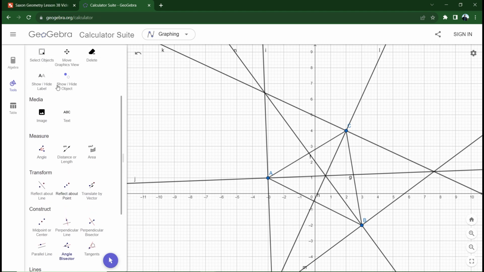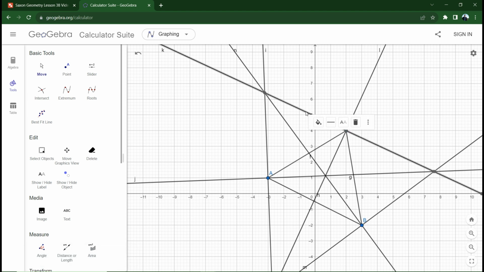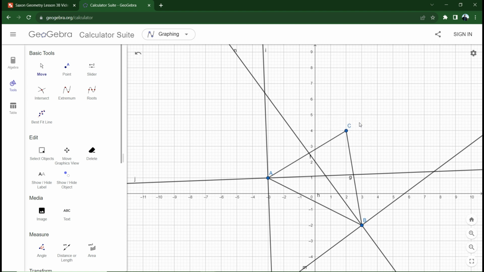This is too much. So I'm going to go back to my pointer tool. I'm going to click on lines that I don't need. I don't need these perpendiculars to the angle bisector. And all I'm going to do to get rid of them, if I try to trash them, I believe it gets rid. Let me just do this. I think it gets rid of my whole angle bisector.